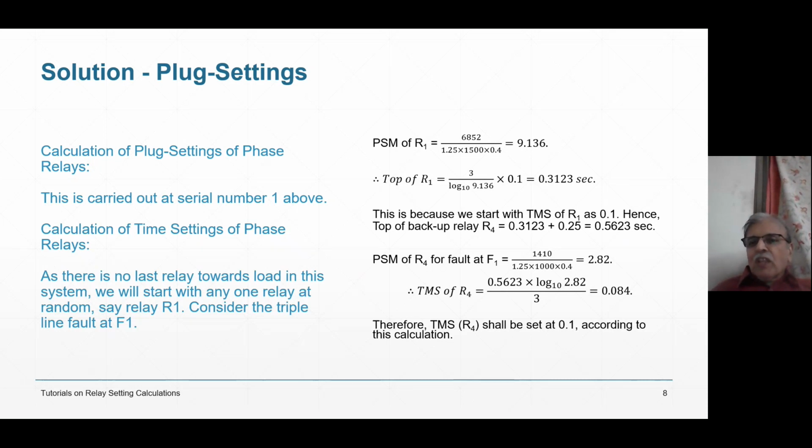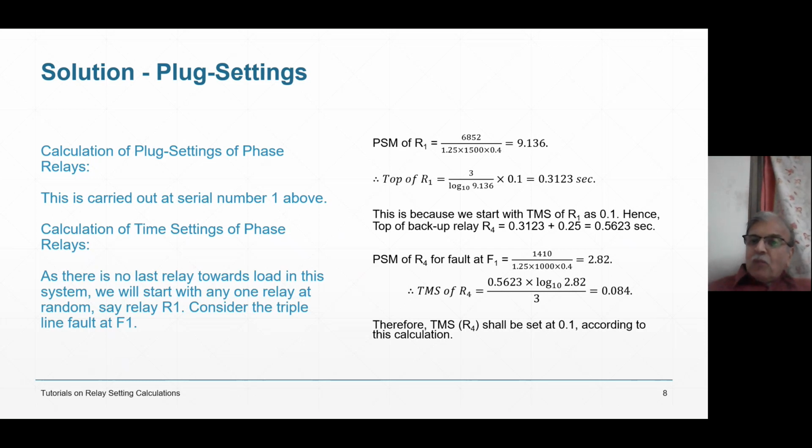You see, nowadays the dial in electromechanical relays is so big that you can take parts in the electromechanical world also. In the numerical world, it is quite easily possible, because it is only a digit that you have to write on the display panel. It is very easy to decide the lowest TMS that you want. Right now, I am starting with 0.1, so 0.3123 second.